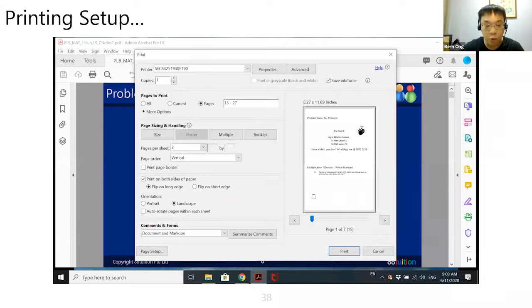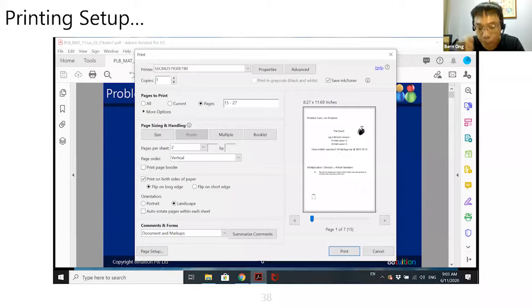After you download this worksheet, which in 2 days' time we'll upload onto our website, you can look at it as a PDF. PDF is a file format. When you open it, they will ask you whether you want to print or not. Yes, you can print the PDF. When you click print, you print from pages 15 to 27.